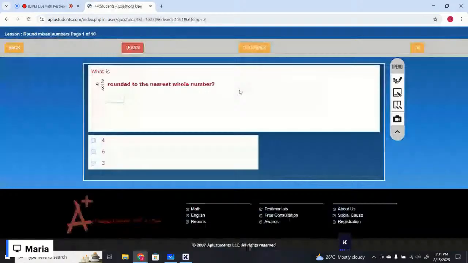4 whole 2 by 3 rounded to the nearest whole number. So just look at the fractional part, 2 by 3, right? 2 by 3 is more than half. So you need to round up. It would be rounded to 5. Option number 2 is the correct option.